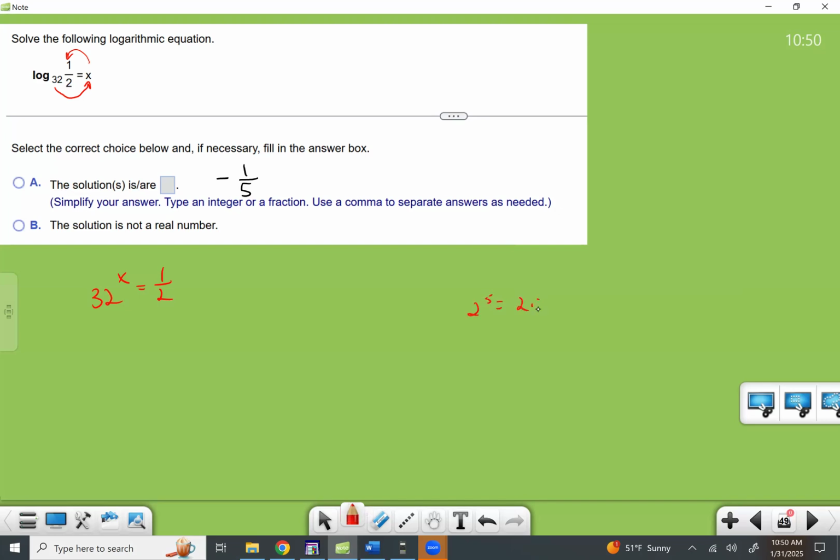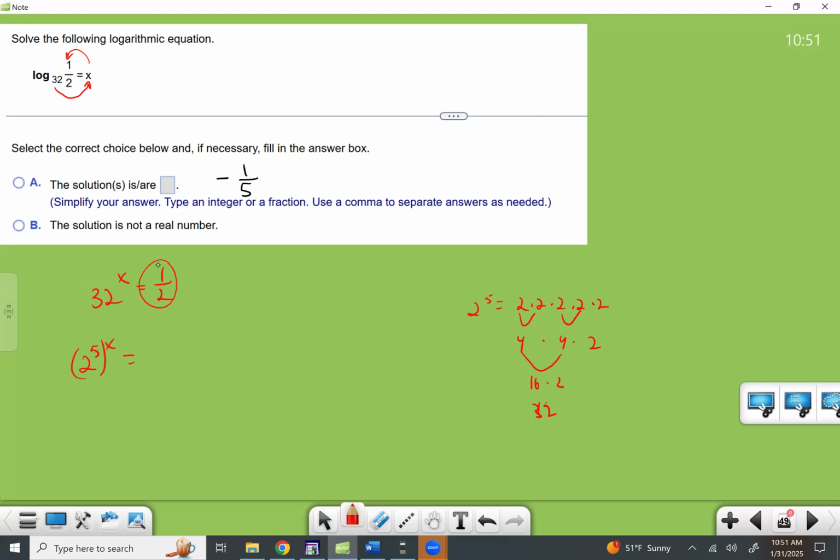So if you take 1, 2, 3, 4, 5 of them, these two make a 4. These two make a 4. Then we have that extra 2. 4 times 4 is 16, and 16 times 2 is 32. So the left-hand side can be written as 2 to the 5th raised to the x.